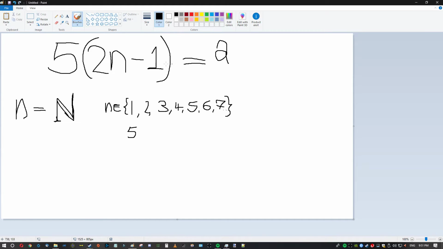So 2 times 2, 4, minus 1, 3, 5 times 3, 15. 3, 6, minus 1, 5, 5 times 5, 25. 4, 4 times 2, 8, minus 1, 7, 7 times 5, 35. 5, 10, minus 1, 9, 9 times 5, 45. 6, 12, minus 1, 11, 11 times 5, 55, of course.